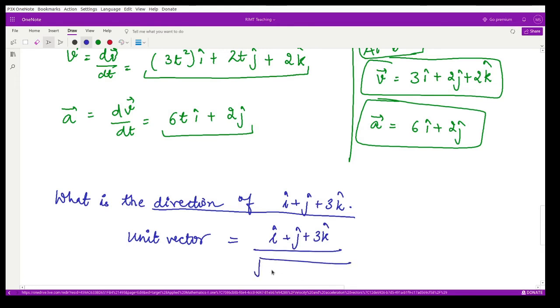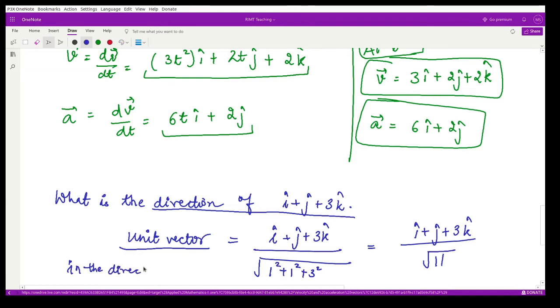And what is the magnitude? Square root of 1 square plus 1 square plus 3 square. So that is equal to i cap plus j cap plus 3k cap divided by square root of 1 plus 1 plus 9, that is 11. So square root of 11. So this is the unit vector in the direction of i cap plus j cap plus 3k cap.